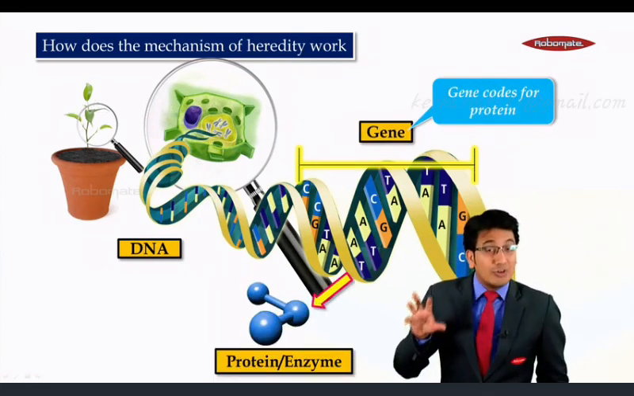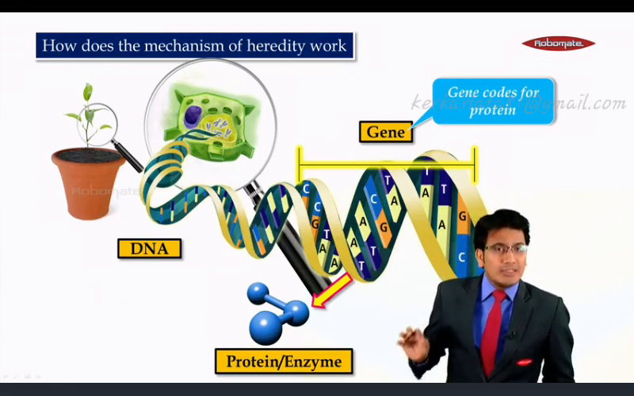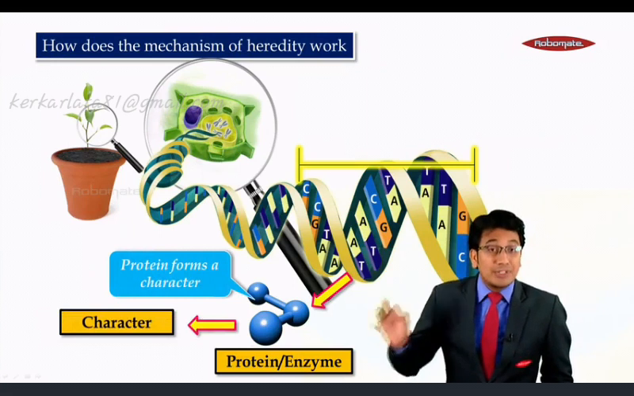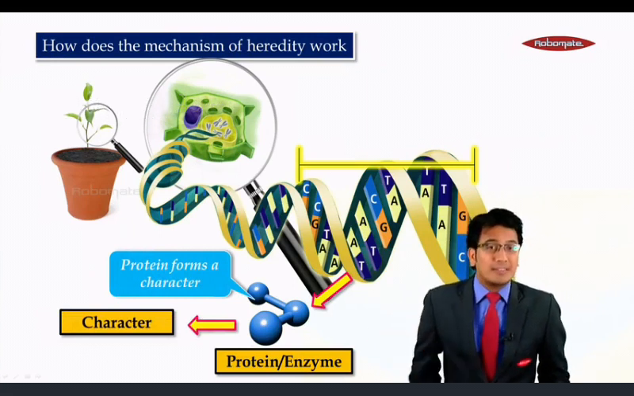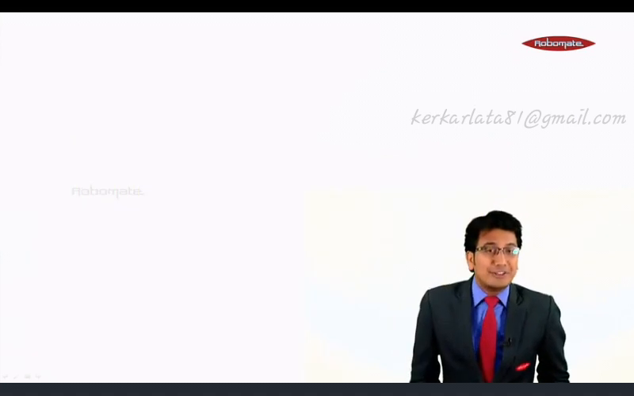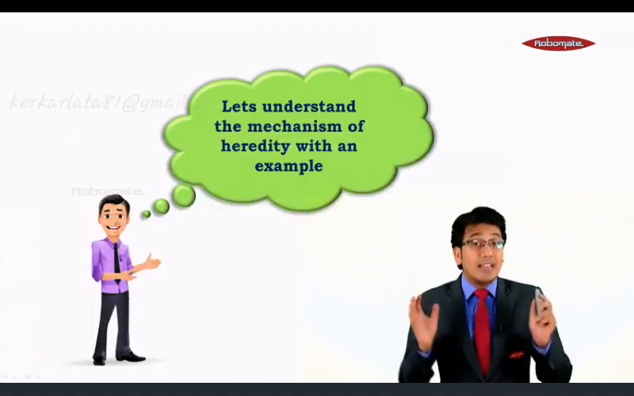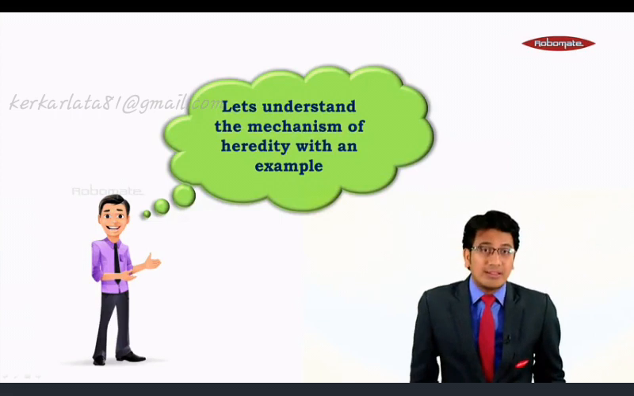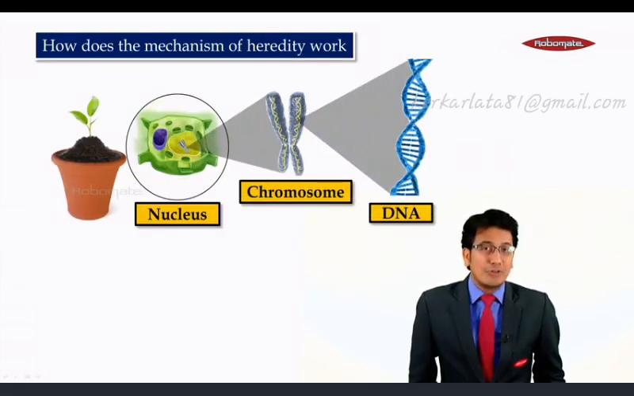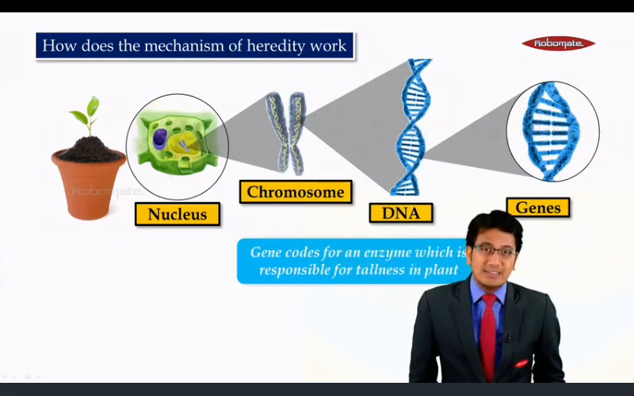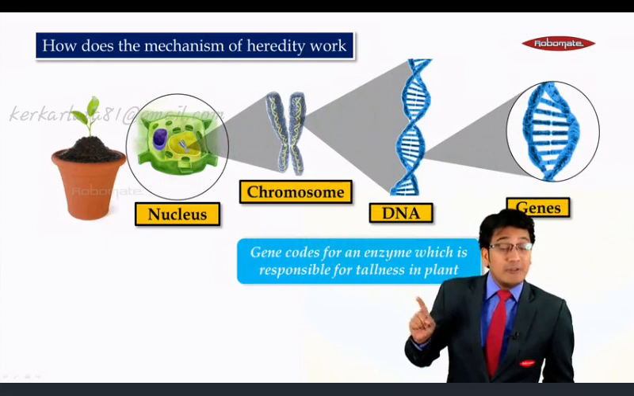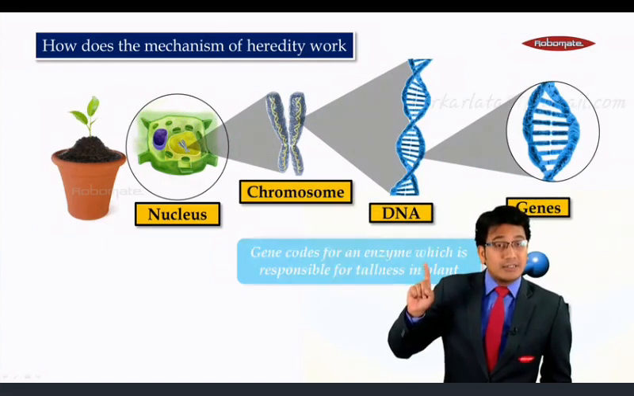This gene codes for a protein or an enzyme, and this enzyme will make the particular character of the plant. This protein enzyme will decide the particular character of the plant. Let's understand the mechanism of heredity with an example. The cell, the nucleus, the chromosome, the DNA, the genes, and this gene codes for an enzyme which is responsible for the tallness in the plant.